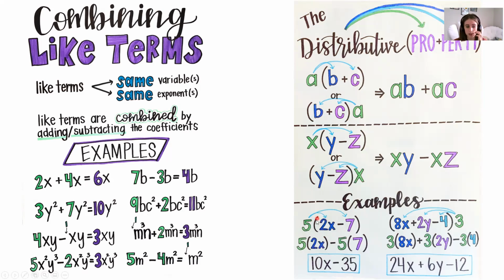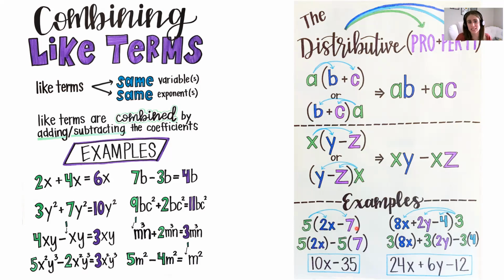However, when we look inside those parentheses, we can't actually take 2x minus 7. Why can't we subtract them? Because they're not like terms. The 2x has an x, the 7 doesn't. We have a variable term and a constant. So they're not like terms. I cannot subtract them. That is where the distributive property comes into play.